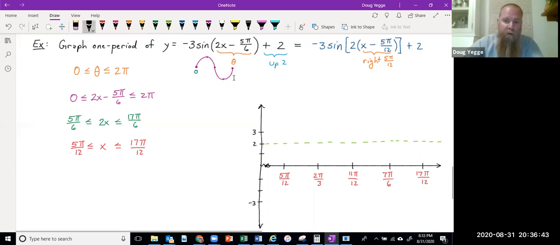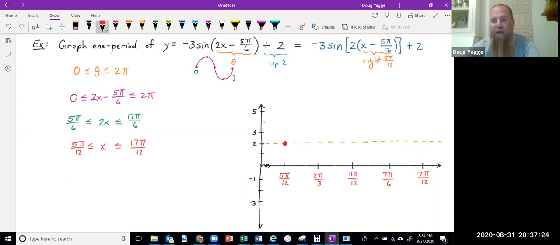Okay. Another way to think about it is if the highest point used to be 3, now the highest point is 2 units higher, or 5. And if the lowest value used to be -3, the lowest value is now 2 units higher, or -1. So since this is sine, I normally would have started at the origin, but I'm not starting at the origin. I'm starting to the right, 5 pi over 12, but I'm also not starting there because I have to start up at the new midline since I moved up 2.